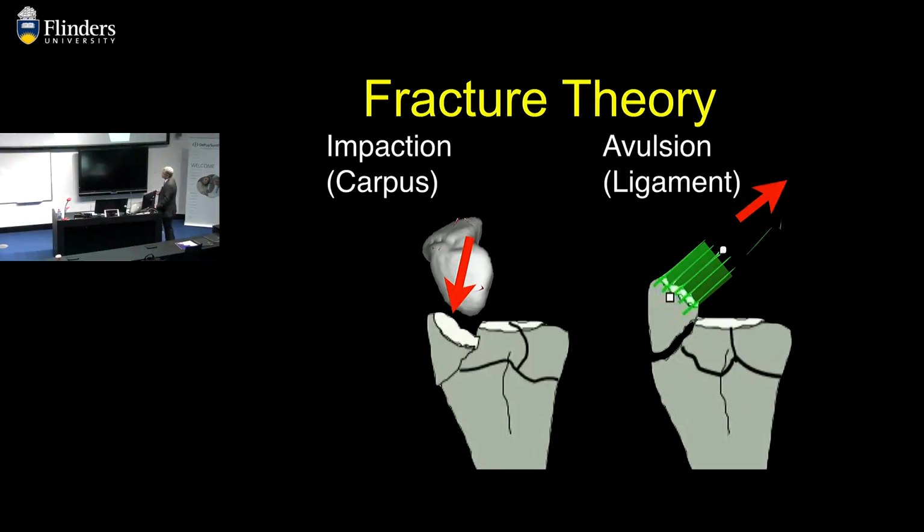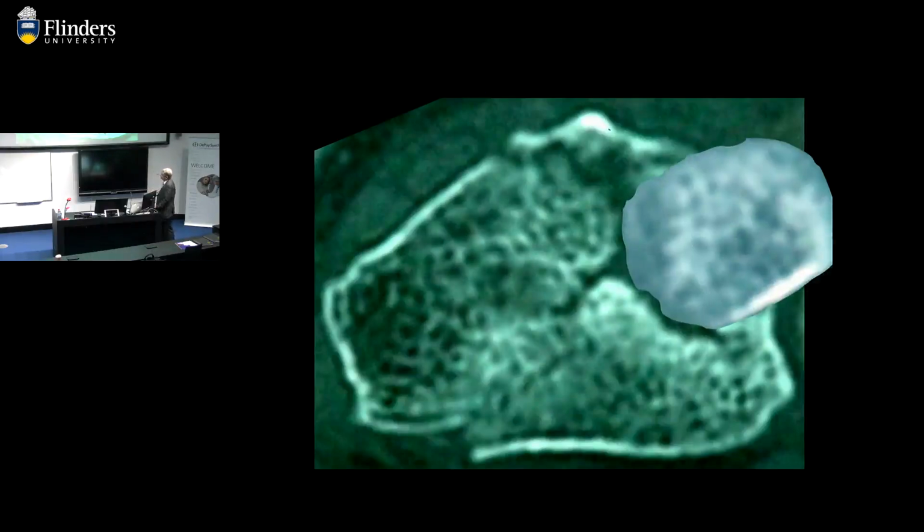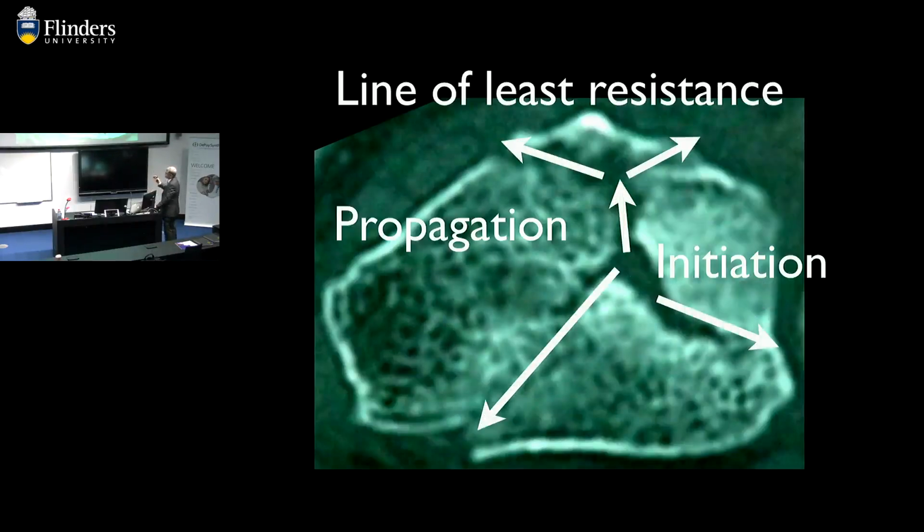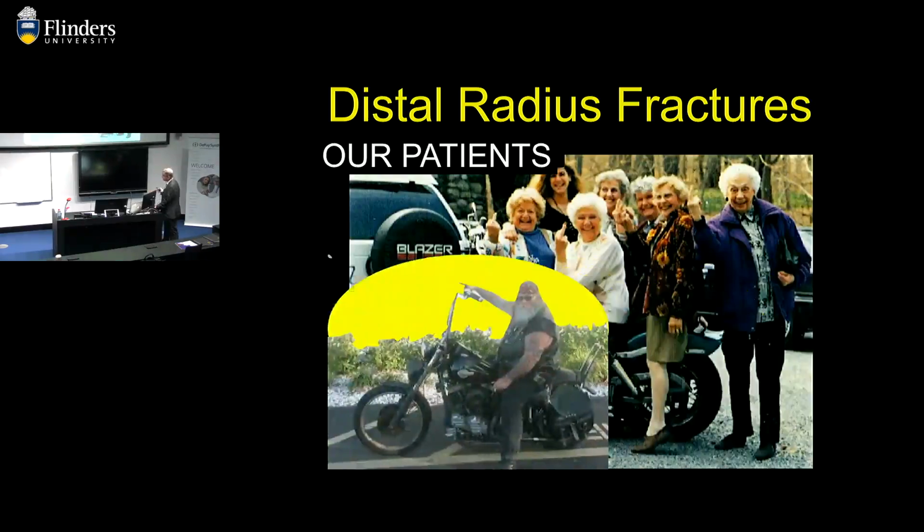So we think a little bit about fracture theory. Basically, the bone can be knocked off or it can be pulled off by a ligament. And if we have a look at this radius, we can see that there's initiation of the fracture, there's propagation, and it will propagate through to the areas of least resistance. And we can see here on Lister's tubercle across the back how that seems to be protected, and the force is transmitted either side of Lister's tubercle to the floor of the fourth and second compartment.